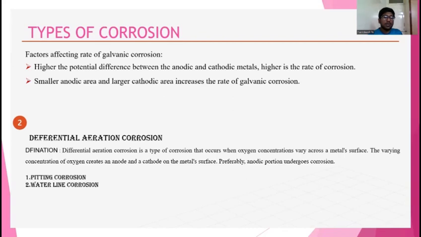Differential aeration corrosion. Definition: differential aeration corrosion is a type of corrosion that occurs when oxygen concentration varies across a metal surface. The varying concentration of oxygen creates anode and cathode on the metal surface. Preferably the anodic portion undergoes corrosion. There are two types of differential aeration corrosion. First one is pitting corrosion, another one is waterline corrosion.